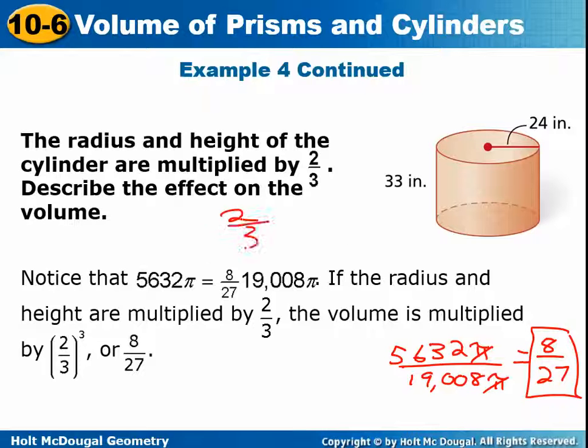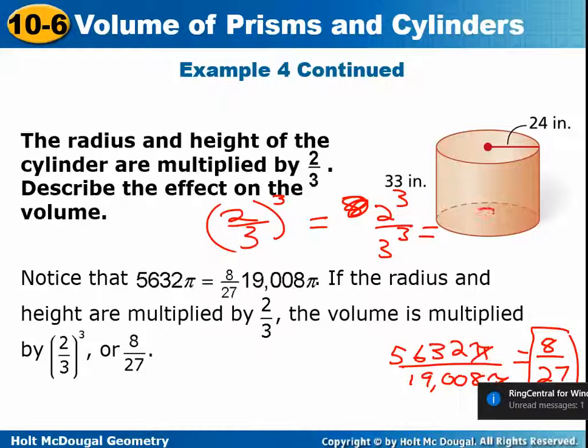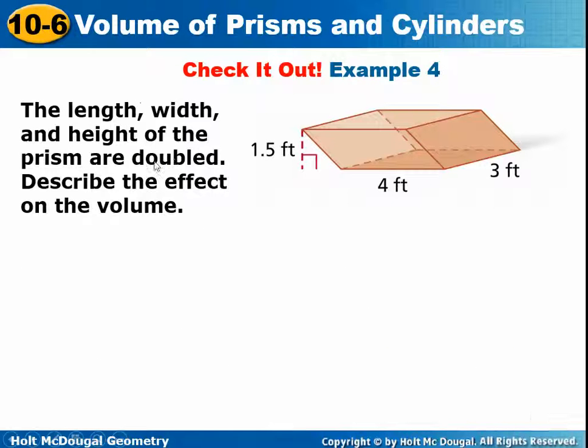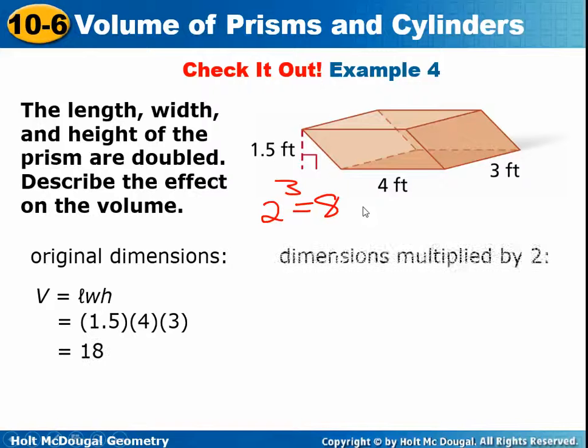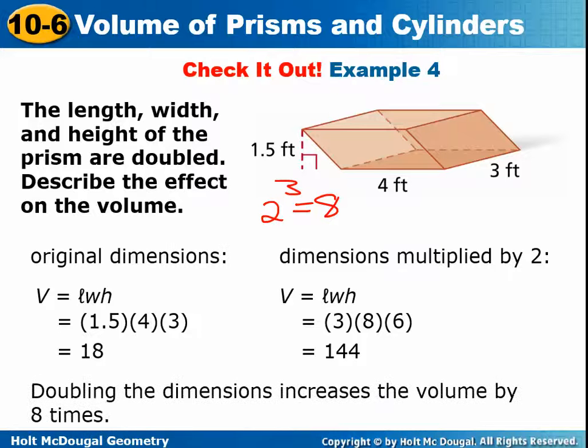Well, 2/3 to the third power is equal to 2 cubed over 3 cubed, so it's equal to 8/27. So what you do for volume is you cube the factor that you changed your dimensions by. So in this one, the length, width, and height are doubled. So you would just take 2 cubed to find that the volume will increase by 8 times. So you can actually find your original volume, and then you can multiply each dimension by 2 and find the new volume, and you'll see that 18 times 8 equals 144.